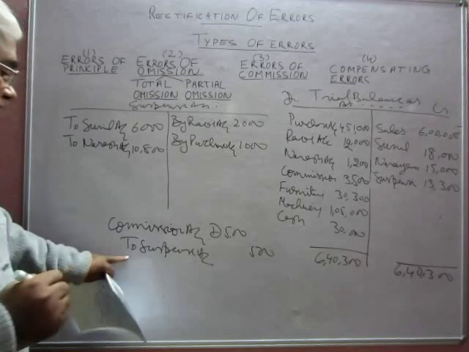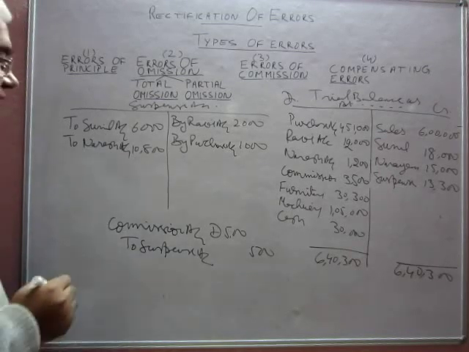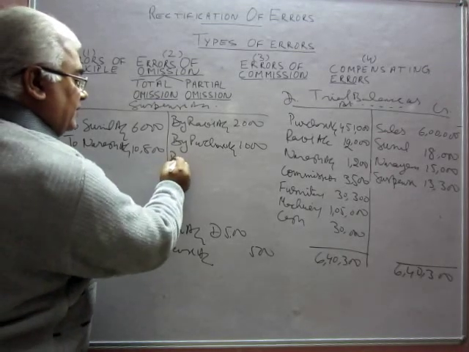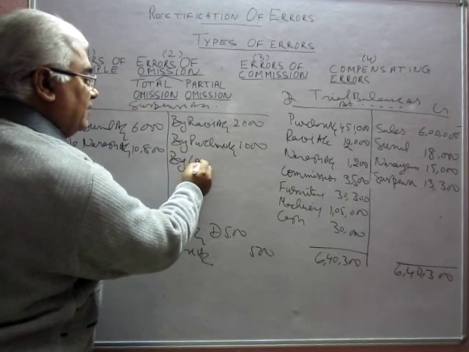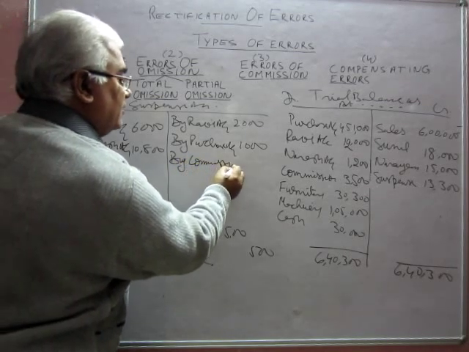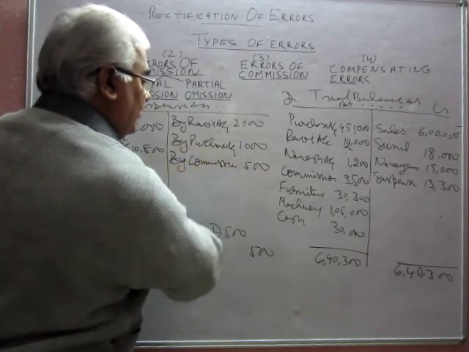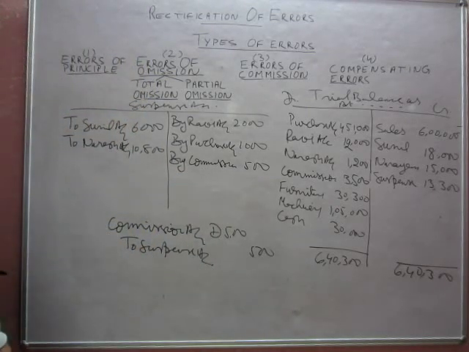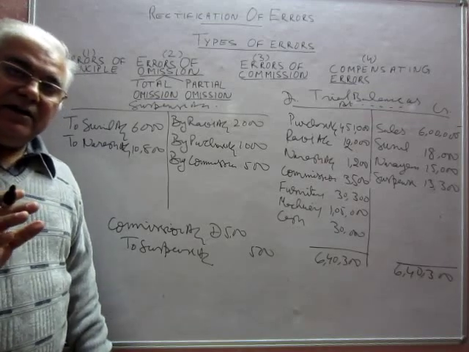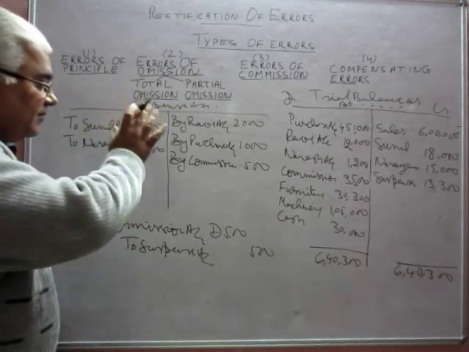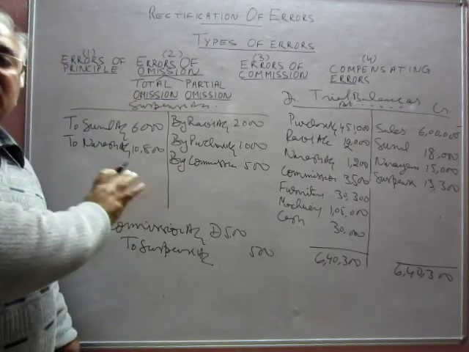Okay, and suspense account will be credited by 500 by commission account 500. So these were the errors. Now if all the errors have been rectified, then the balance in suspense account will be 0.